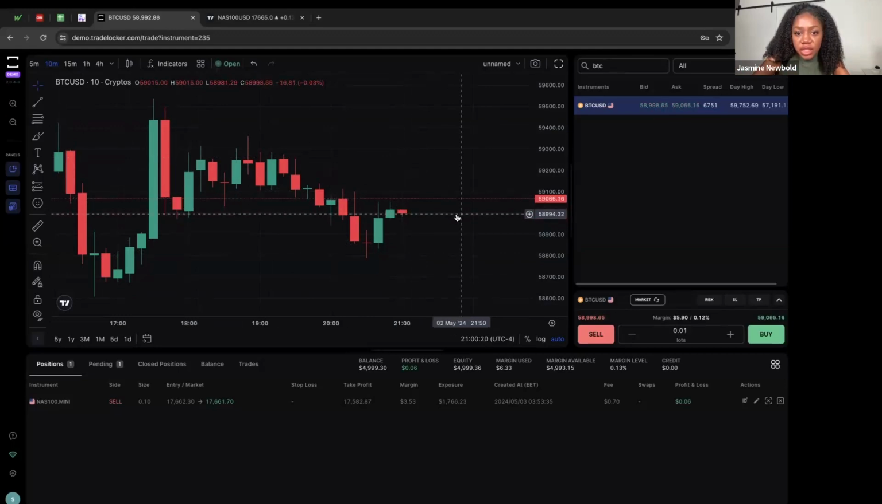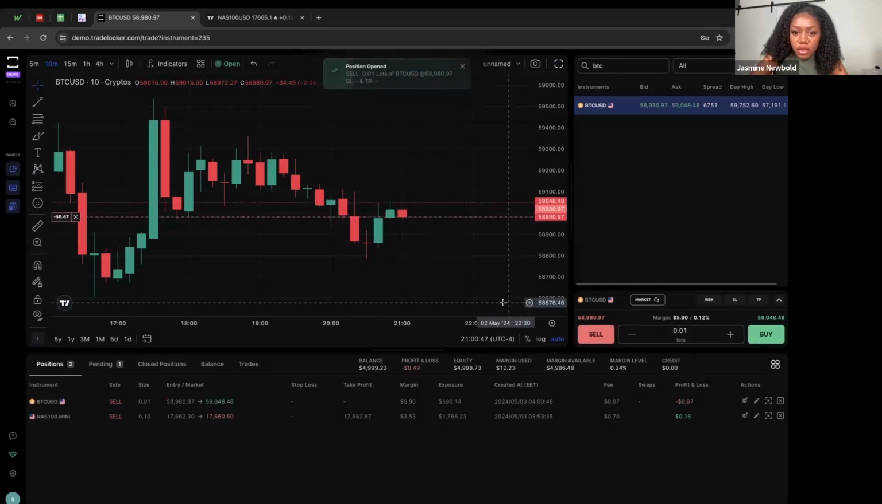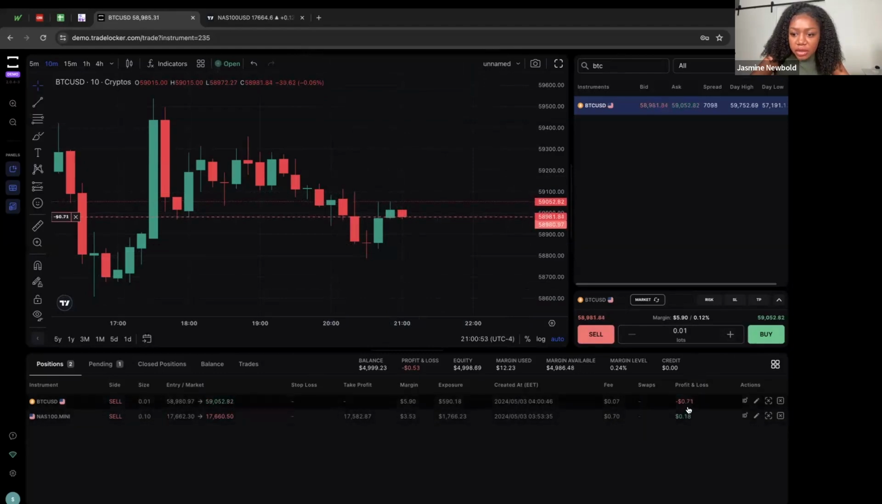So if you can see the difference between the actual market order line, let's say I wanted to get an order right now. I just got into Bitcoin right now, and I am down 70 cents. So their cut is like 70 cents. That 70 cents that I'm down right now immediately, that immediate drawdown is their commission. So their commission is like 70 cents for Bitcoin.